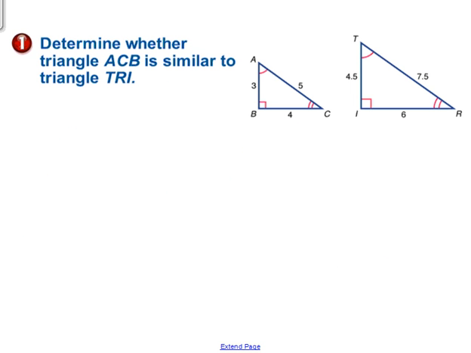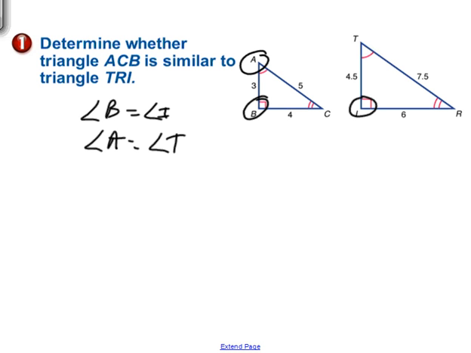You do this one and come back and we'll find out if we have the same answer. So just pause the video. The first thing I need to do is look at my angles and see if they are equal. Angle B does equal angle I. They're both right angles. According to the symbols, angle A does equal angle T. So I'm okay there. Angle C does equal angle R. So far it's okay. Let's check our ratios of sides.